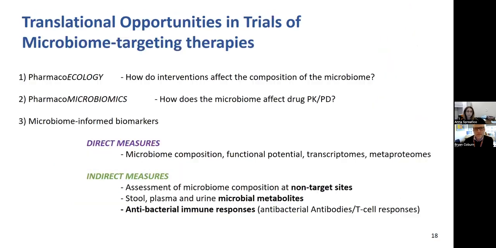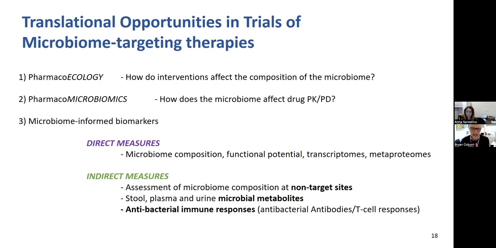Next slide. And this is how I think of microbiome targeting interventions and microbiome-informed therapeutics. First, we want to know what the ecology of the intervention is. What effect does the intervention have on the ecology? And that's what we call pharmacoecology. How do the interventions affect the recipient microbiome composition? Pharmacomicrobiomics, which isn't the main aim of HN12, but is related, is how does the microbiome affect drug metabolism and distribution? And then microbiome-informed biomarkers, things that we wouldn't necessarily think about as being relevant in the context of cancer, but are relevant in the context of microbiome targeting intervention.